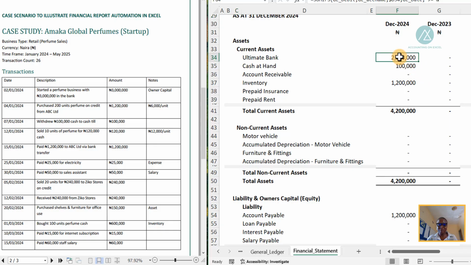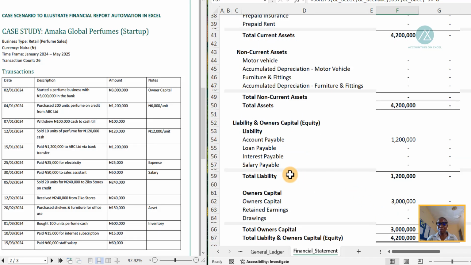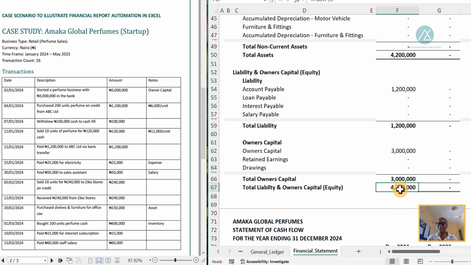In mind, it was 3 million that Amaka introduced into the business. Then she took money out of the bank and into the cash at hand. You can see, so this reduced by 100,000. Then the inventory, remember, we bought goods on credit. Inventory increased, right? And our current liability also, accounts payable, 1.2 million. So these total assets must be equal to total liability and equity.